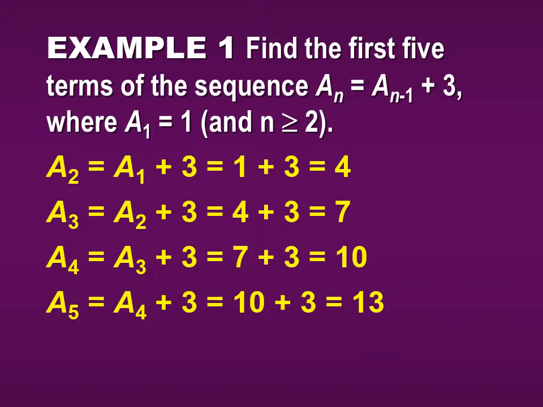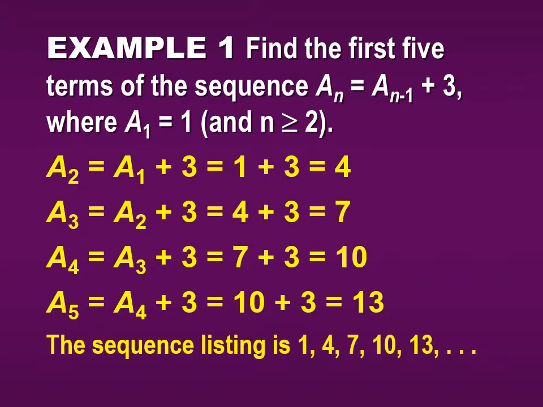Last one, we have a sub 5. So remember, our recursive formula is just a sub n minus 1 plus 3. So if we're letting n be 5, that means our formula is a sub 4 plus 3. And we know that a sub 4 is 10, so 10 plus 3, which is 13.